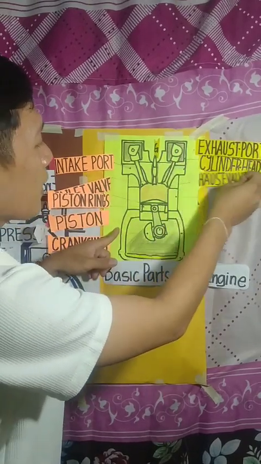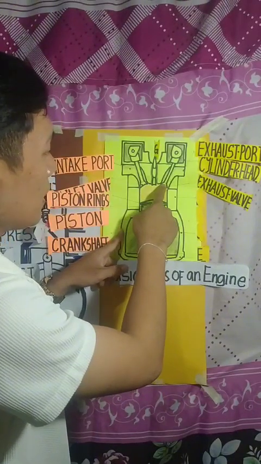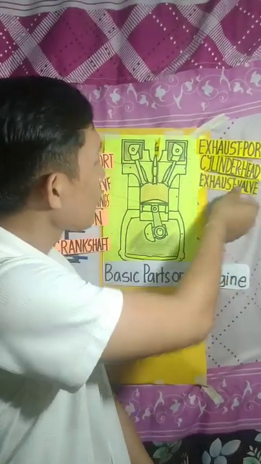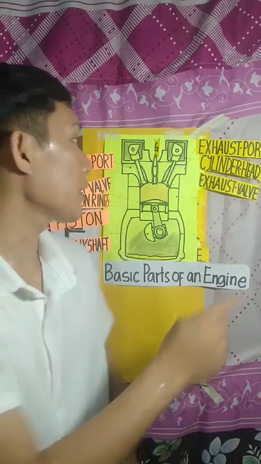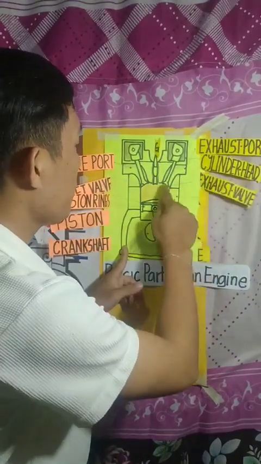And next naman natin ay ang exhaust valve. Exhaust valve natin ito. Yan ang exhaust valve. Exhaust valve, these control the flow of air and fuel into the cylinder and exhaust gases out of the cylinder. Ito lumalabas yung mga exhaust gas natin sa exhaust valve dito. Here.